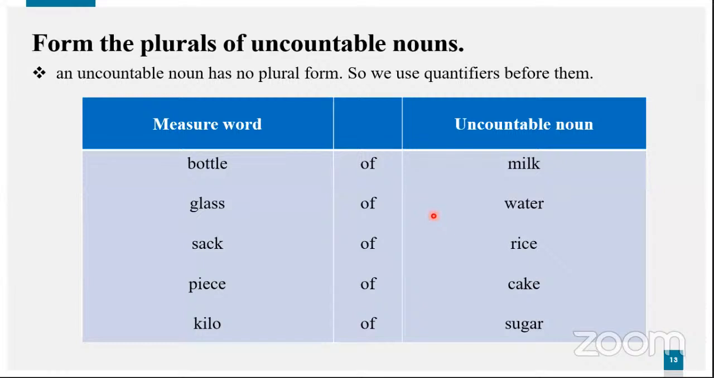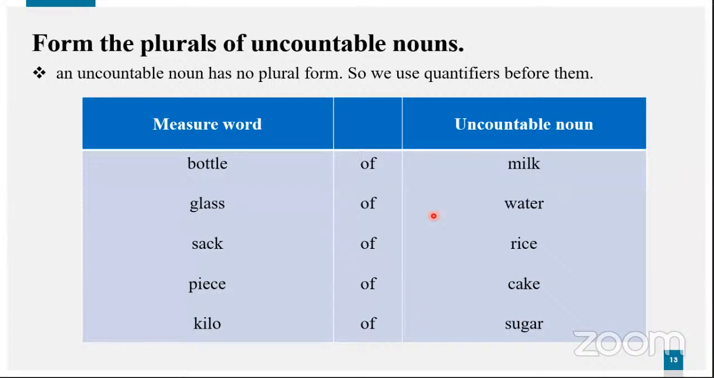So piece of cake. Last one, kilo of sugar. Kilo of sugar, right? We can separate kilos, right? 1 kilo of sugar, 2 kilos of sugar, 3 kilos of sugar, like that, right?